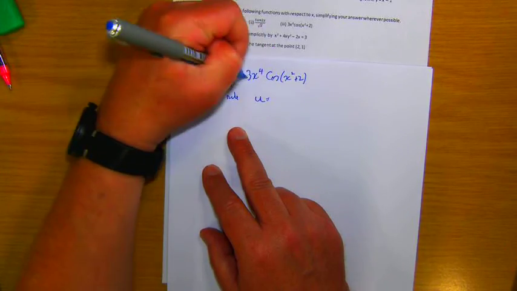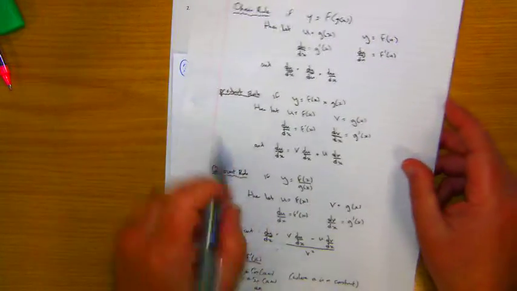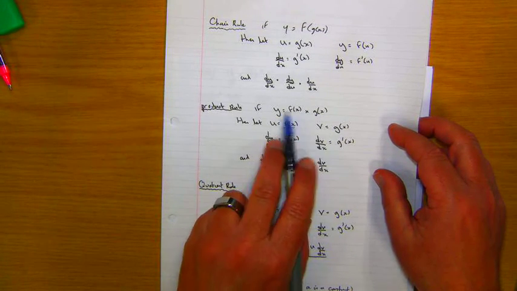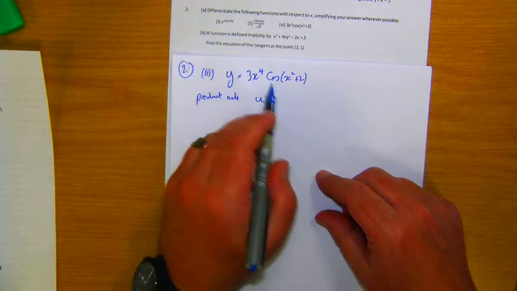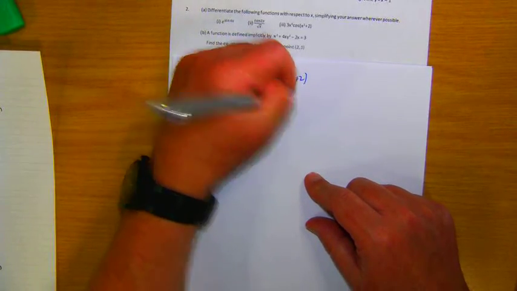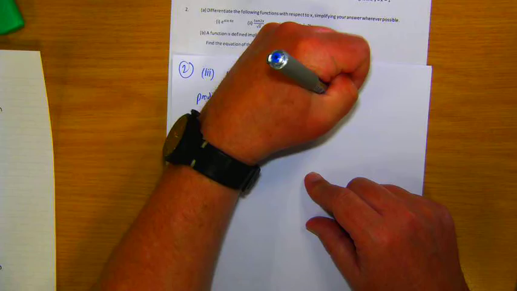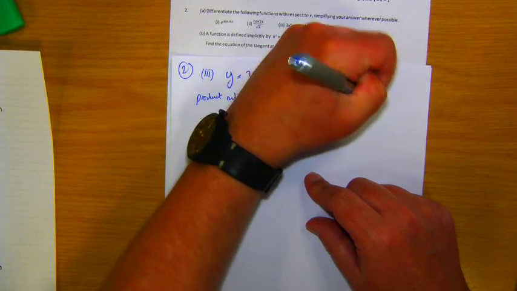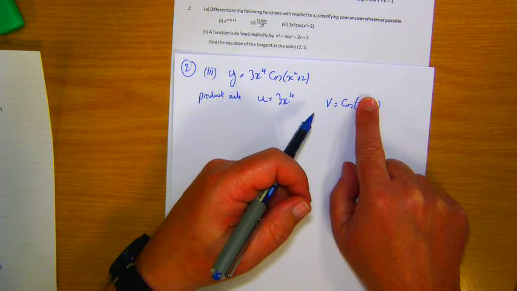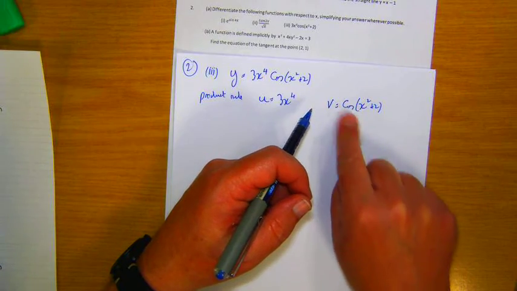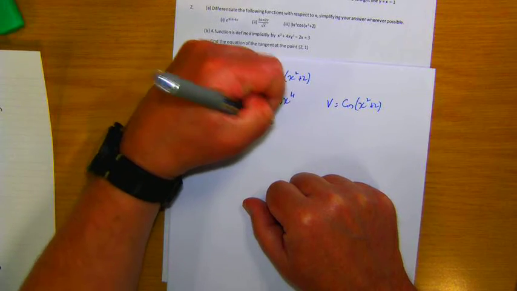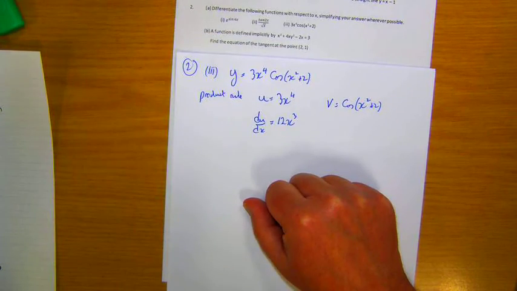Where u is going to be this bit of it. So going back to what I'm telling you here, if I've got one function which is being multiplied by another function, so I've got f x times g x. Cos is a function in its own right. 3x to the 4 is another function. So I've got u equals 3x to the 4, and then v is cos x squared plus 2. So that's a cheeky chain rule. That x squared plus 2 is tucked away inside that. So I'm going to need the chain rule to deal with that. But this is a straightforward du dx equals 12x cubed.